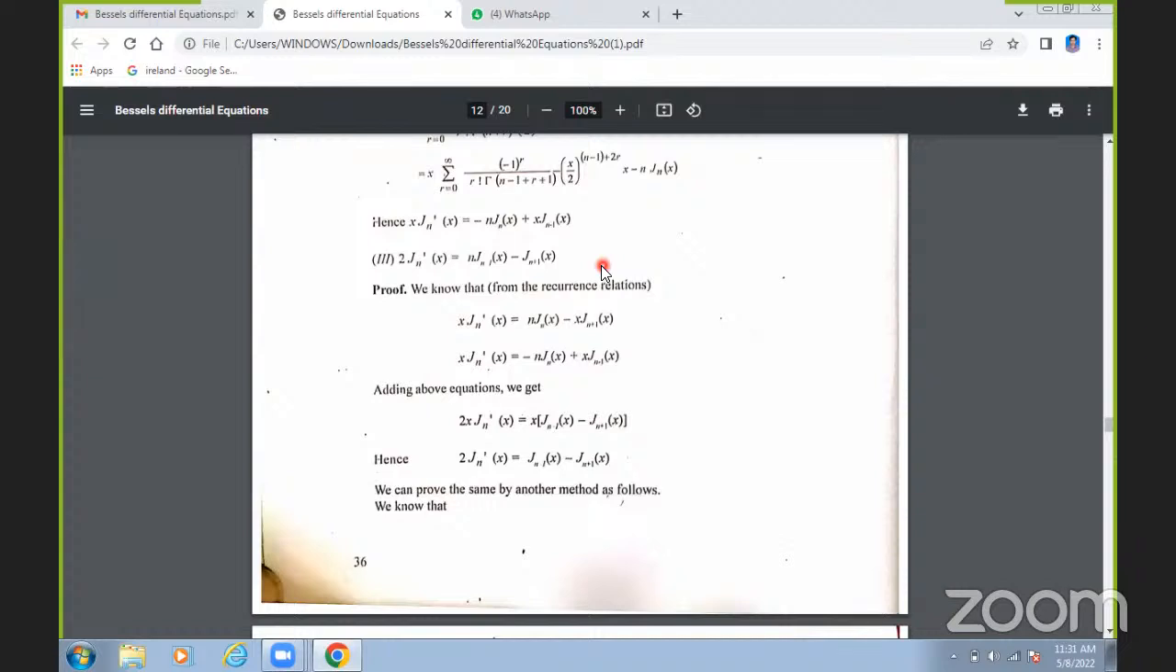This third recurrence relation, simply how we are going to get it is from the first recurrence relation, this one, and this is the second recurrence relation. By adding these two, we are going to get this equation, which is known as 2J dash n of x is equal to Jn minus 1 of x minus Jn plus 1 of x. This is the third recurrence relation which we have.